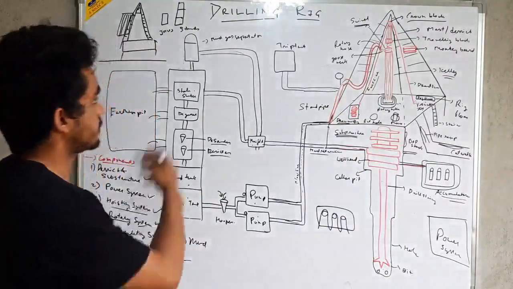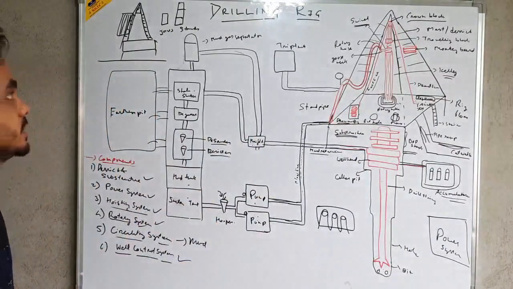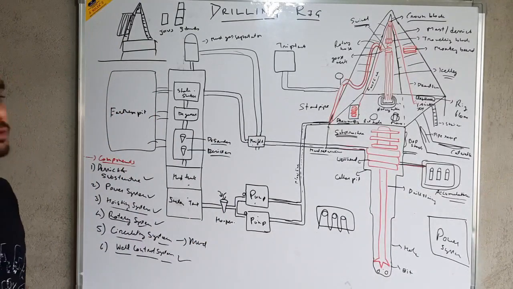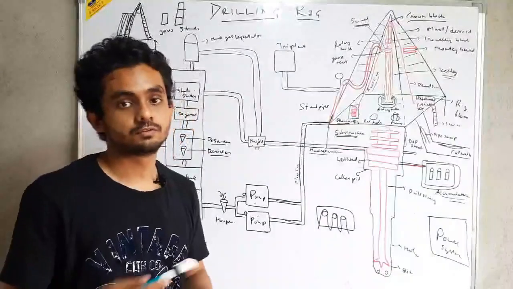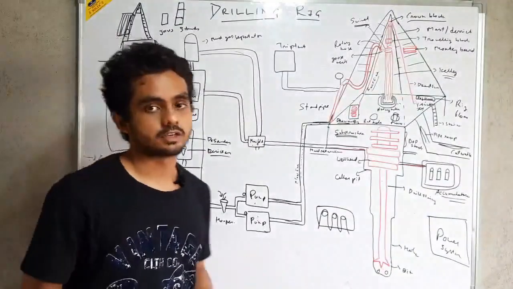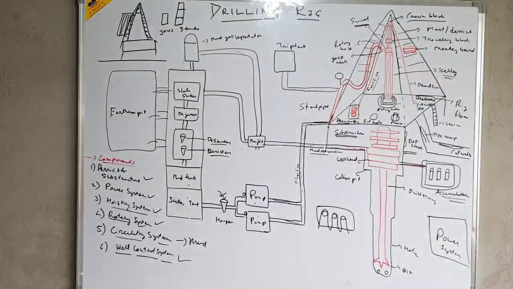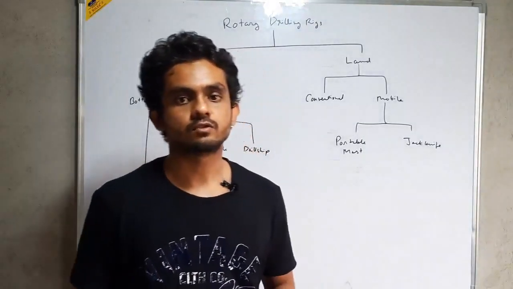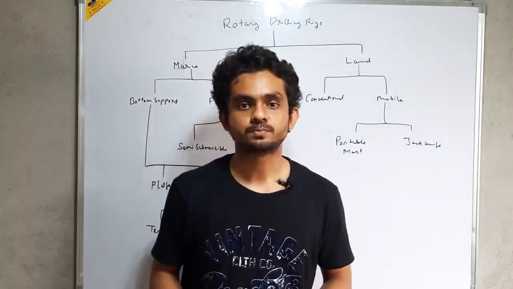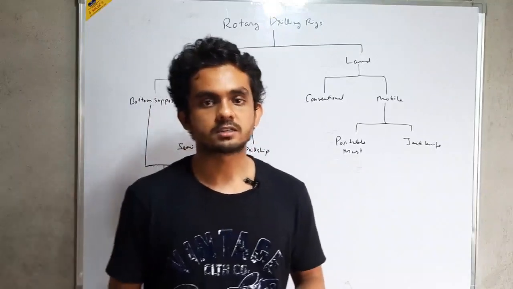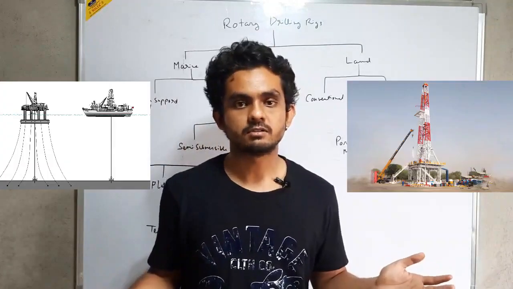So this was an overview of the entire drilling rig. There are also some other small pieces of equipment which I did not cover here, but basically you will have these 6 components in all the drilling rigs that you find. Now moving ahead to the different types of drilling rigs. Let's discuss different types of rotary drilling rigs. As you can see, rotary drilling rigs can be broadly classified into 2 types: land rigs and marine rigs.